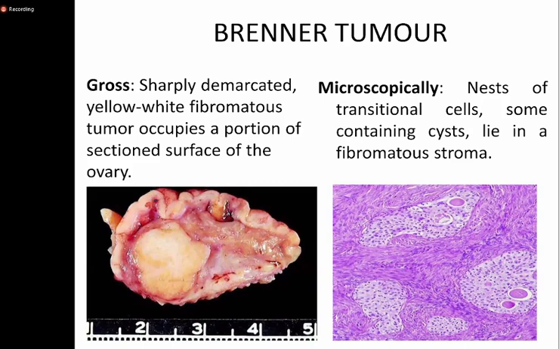So grossly, you have a sharply demarcated yellow-white tumor. This is it. It occupies a portion of the surface of the ovary. And then on histology, you have these nests of epithelial cells, fairly large, pretty uniform, containing central cystic spaces, and this very classical, dense, fibrous stroma.